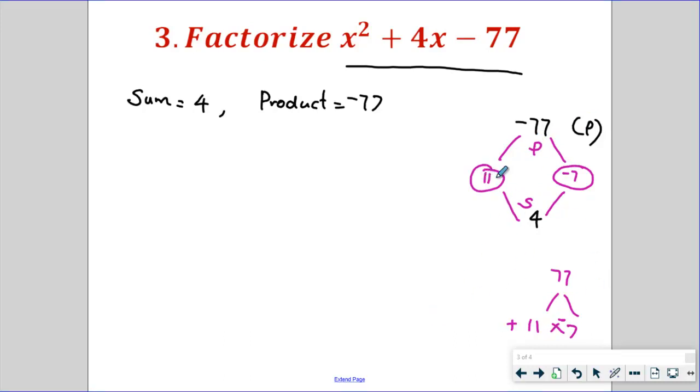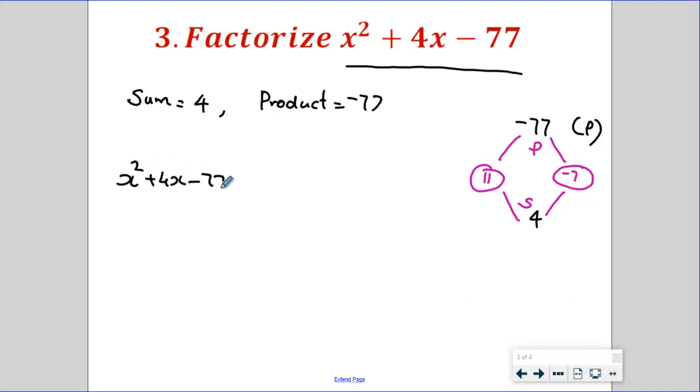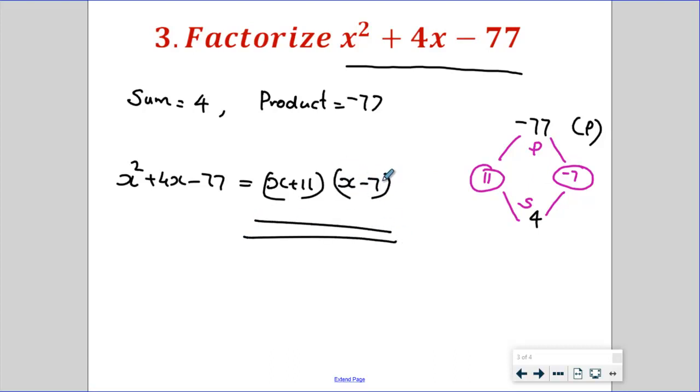So the given polynomial x square plus 4x minus 77 can be written as: first factor is 11, so x plus 11. Second one is minus 7, so x minus 7. So x plus 11 and x minus 7 are the two factors of x square plus 4x minus 77.